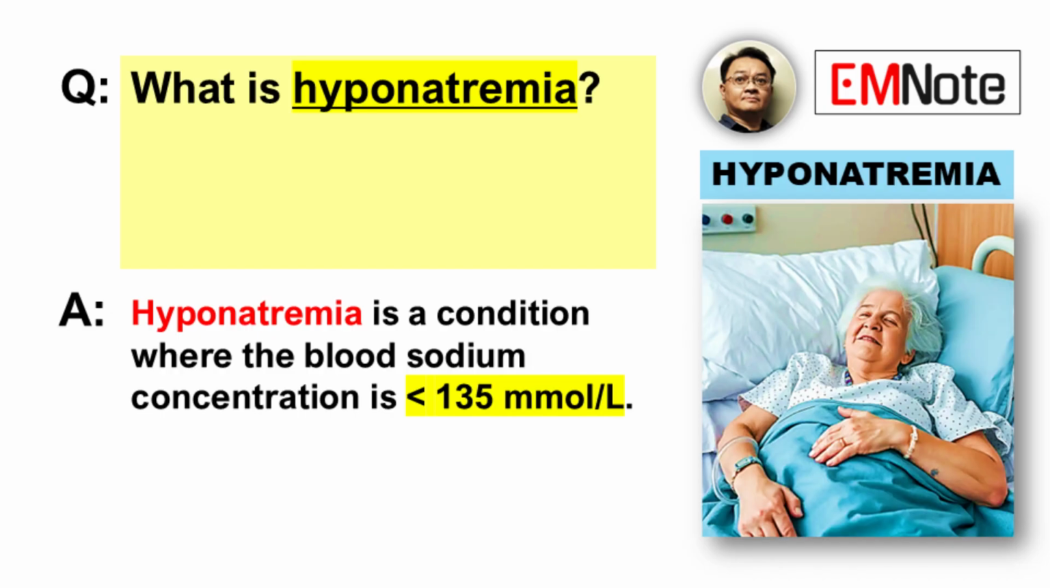Let's start with the basics. What exactly is hyponatremia? Hyponatremia refers to a low sodium concentration in the blood, specifically a serum sodium level below 135 millimoles per liter. It's a frequent electrolyte abnormality, especially in hospitalized patients.